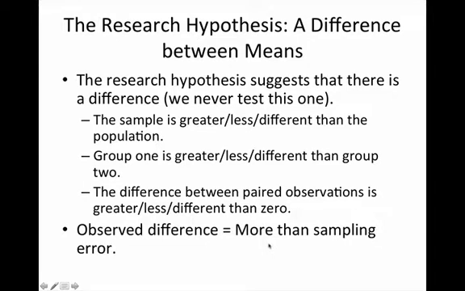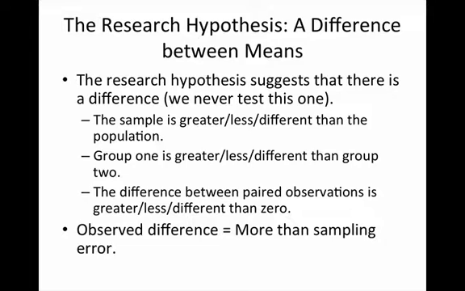Now, the research hypothesis suggests that there is a difference, and we never test this one. We test the null hypothesis, but implicitly support or fail to find support for the research hypothesis. The research hypothesis is going to claim that the sample is either greater than, less than, or just different than the population, in the case of testing a population mean against a sample mean. If I want to know whether or not two independent groups are different than each other, then I test that one is greater, less, or just different from the other.